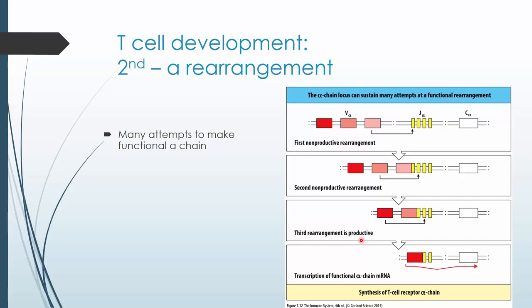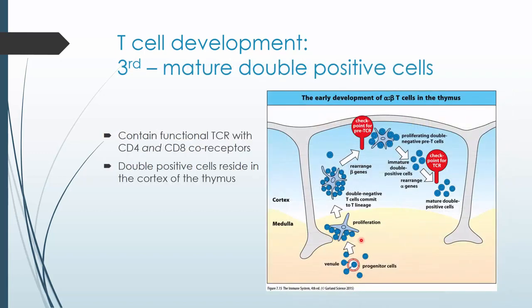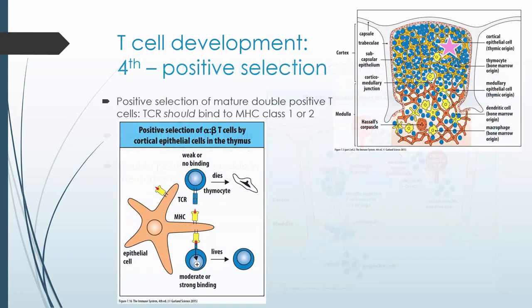All right? So then, the third step. The third step are called mature double positive cells. So at this point, you have a T cell, it has a functional receptor, and that T cell is going to express both CD4 and CD8. And this is called a double positive T cell. This is essential because the next thing that's going to happen is the T cell is going to go through positive selection. This happens in the cortex of the thymus.